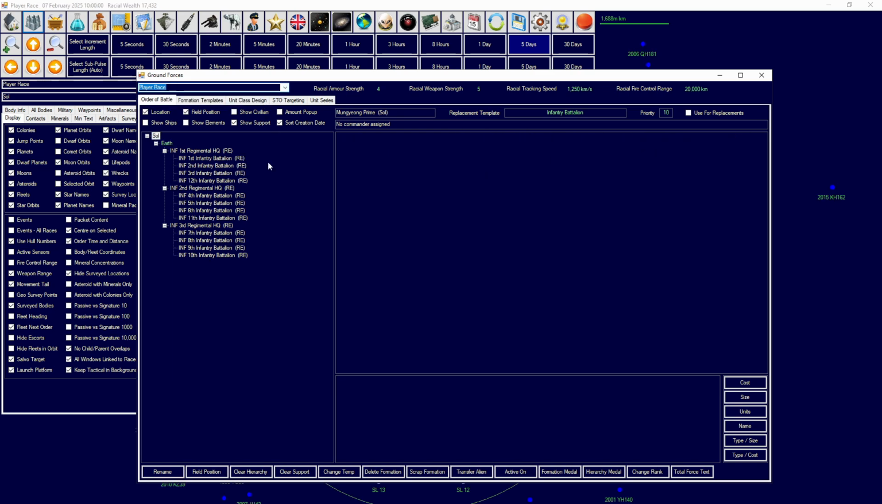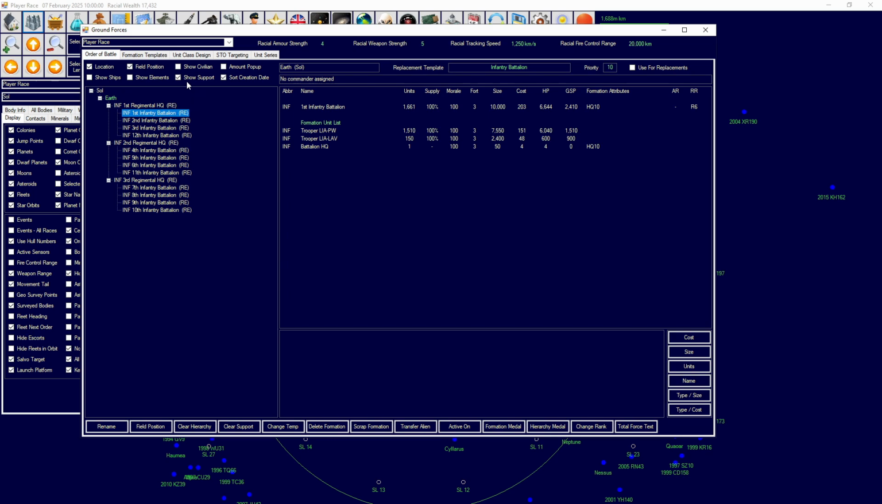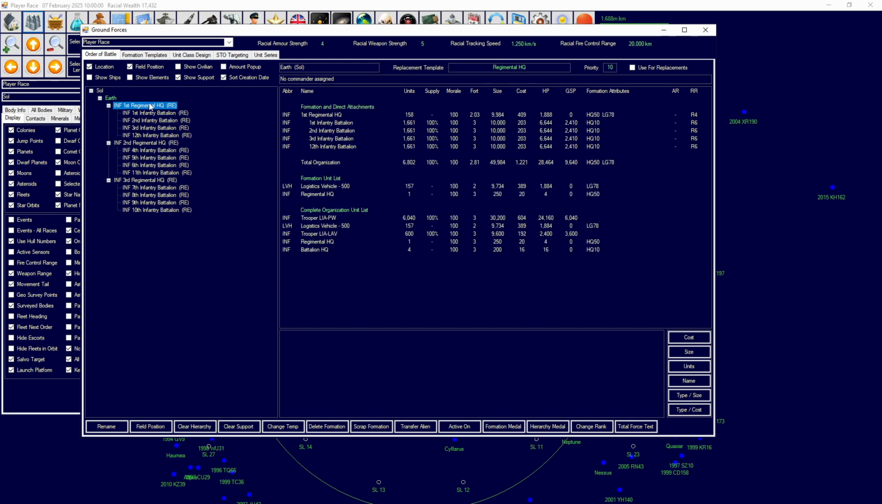On the other side, we have player race, and these are friendly formations, and we have the same kind of setup with the same units. And what we're going to do is quickly show and test out the combat situation here. Obviously, we're both at the same tech, we both have the same formations. We're going to do 1 regiment against 1 regiment because that seems fair enough.